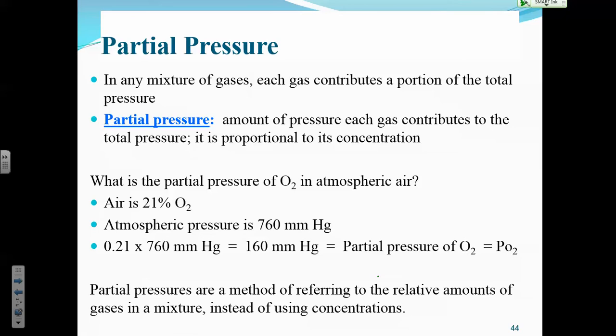But the pressure exerted by each individual gas in an amount of air is called that gas's partial pressure. For example, if atmospheric pressure is 760 millimeters of mercury, which is basically what it is at sea level, then that doesn't mean oxygen exerts that much pressure. The amount of oxygen in air is about 21%. So 21% of 760 would be 160 millimeters of mercury. That would be the PO2, the partial pressure of oxygen.